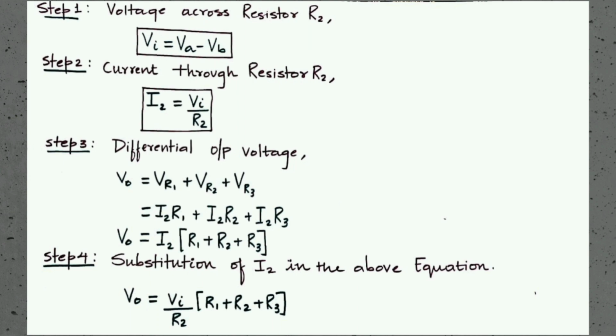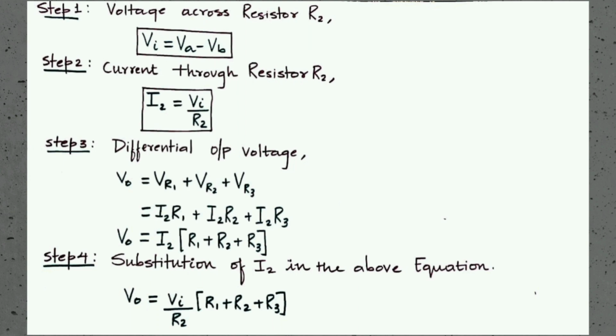Step number 2, current through the resistor R2. I2 is equal to the input voltage divided by R2. Step number 3, differential output voltage. Here we will be applying the superposition theorem to the resistors R1, R2 and R3. So your voltage V0 is equal to VR1, that is the voltage across R1, plus the voltage across R2 plus the voltage across R3. The voltage across R1 is I2 into R1 because the same current is flowing, plus I2 into R2 plus I2 into R3. Now by taking I2 common, we get V0 is equal to I2 into R1 plus R2 plus R3.